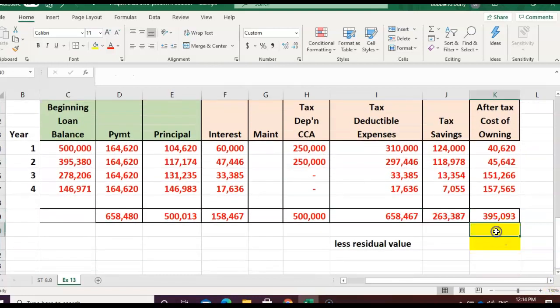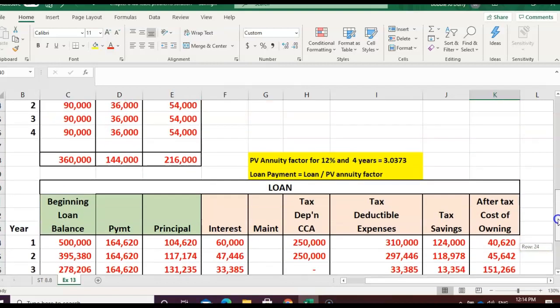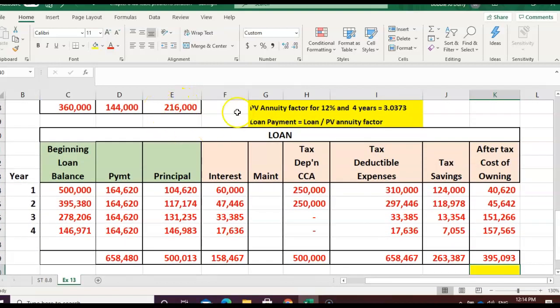We don't have any residual value in this case. If we had a residual value, we would deduct that from our after-tax cost of owning. If this item was worth $100,000 after 4 years, we would deduct that. But in this case, our lease is the better deal. It's more economical for our company. So I hope that helped you with how we would figure out the economics of lease versus buy when we consider all the after-tax expenses.